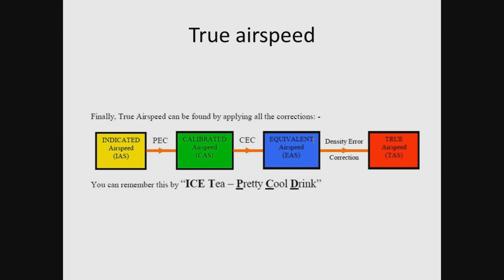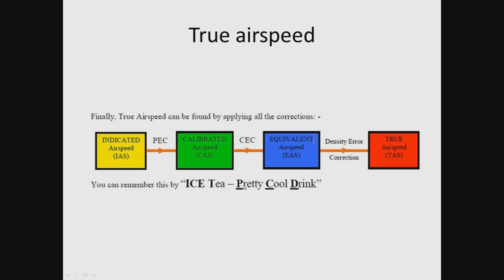So we can say that true airspeed can be found by simply applying the corrections. We say that the indicated airspeed, which is the raw data, the physical amount of air entering the pitot tube, when corrected for pressure error, which we said was due to the instrument error and the position of the pitot tube, gives you calibrated airspeed. So indicated, corrected for position and pressure and instrument, gives you calibrated. Calibrated, when corrected for compressibility, which we haven't discussed yet, will give you equivalent airspeed, and equivalent airspeed corrected for density error due to a change in altitude and temperature will give you your true airspeed.